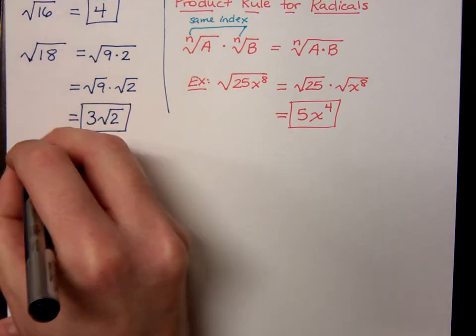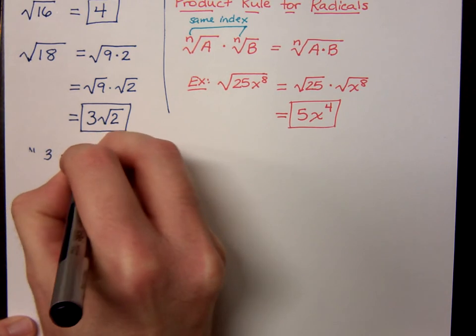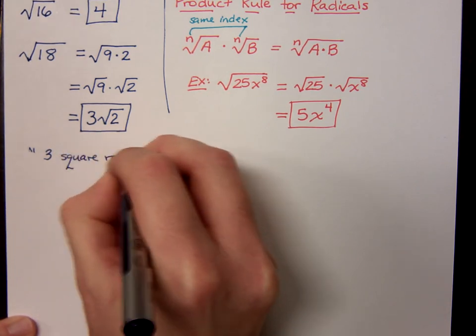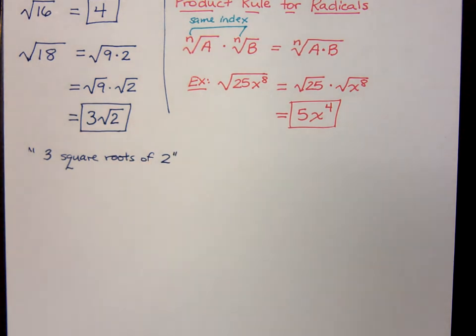Now, make sure you do read these answers correctly. This would be read as 3 square roots of 2. You read this as 3 square roots of 2. Please don't say 3 root 2, because you just look like a fool. Okay? It bothers me tremendously.